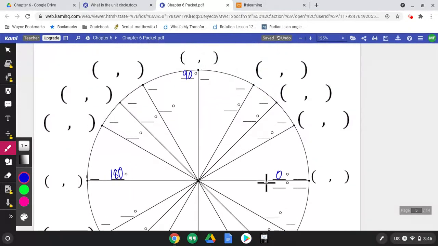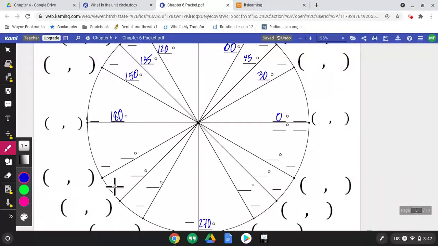Each time there's a big jump like this, that is a change of 30 degrees. But here you see there's a small jump, which is 15 degrees. So 30 plus 15 gives us 45, 45 plus 15 gives us 60. Now another big jump: 60 plus 30 gives us 90, 90 plus 30 is 120. Then a small jump, plus 15, so 135, plus 15 goes to 150. Then a big jump to 180, another big jump to 210.